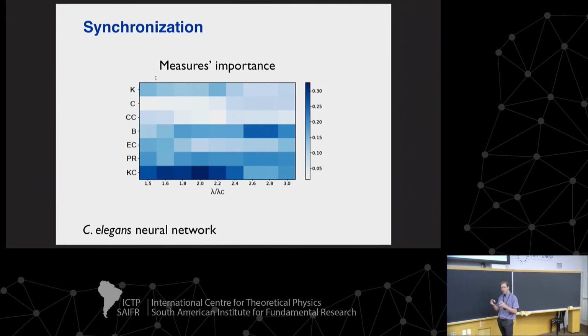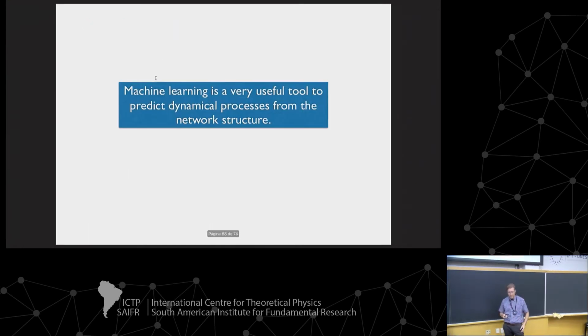For small coupling, we have a more localized influence. So the k-core is the most important because it is related to the number of neighbors of each node. But if we increase the coupling, we have the effect of long-range interactions. So the betweenness will be the most important.